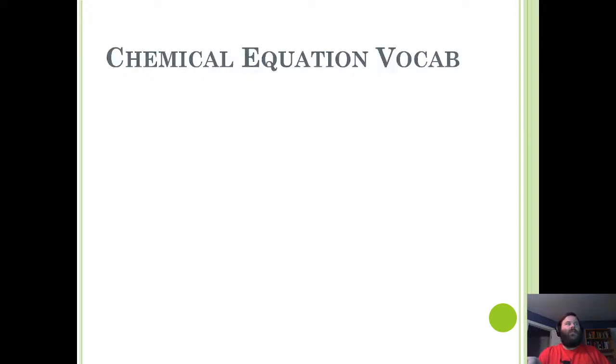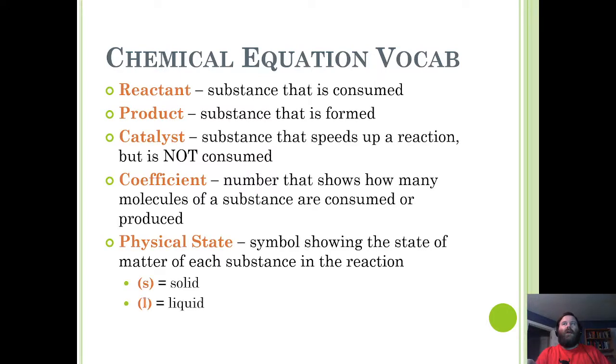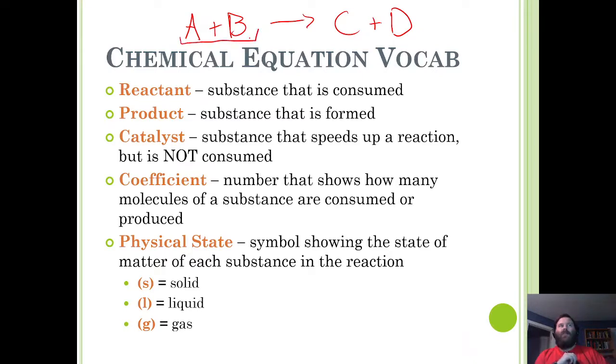Alright, so that was just a bit of review. So, when we talk about chemical equations, we talk about a couple different things. If I have an equation that looks like A plus B yields C plus D, the reactants are the substances that are consumed, so that's the things on the left side of the equation. The products are the things that are formed. Those are on the right side of the equation.